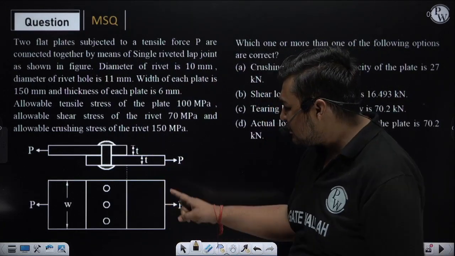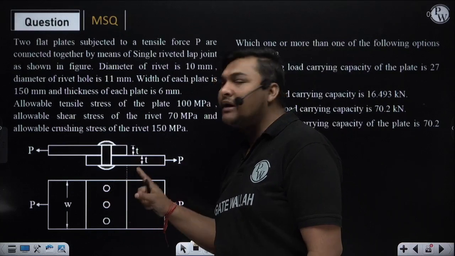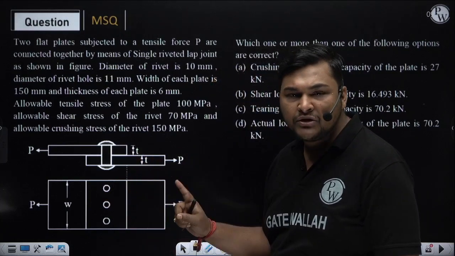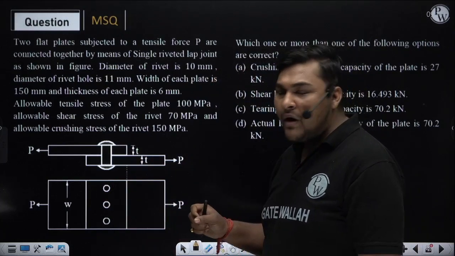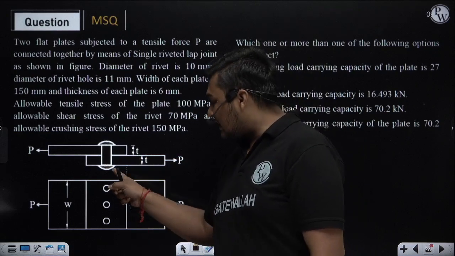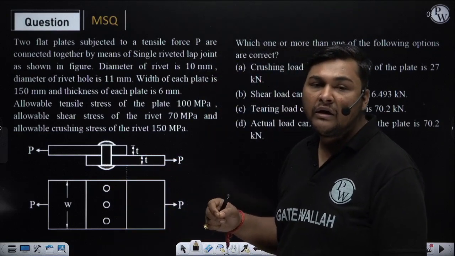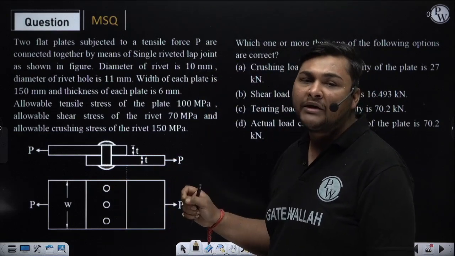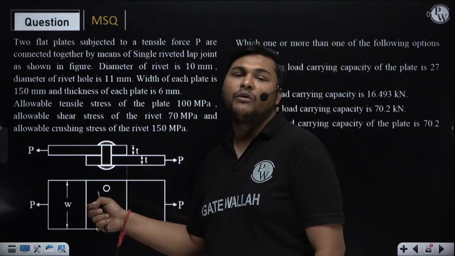Okay, so you can see from the diagram that it is a single row riveted joint, meaning the number of rows is one. Now, what is the number of rivets in each row? It is 3. Through this diagram you can conclude. And what is the total number of rivets per plate? It is also 3, because only one row is involved.